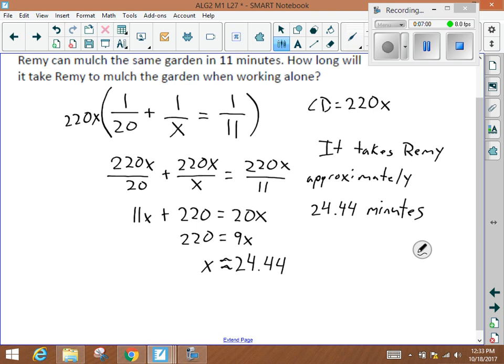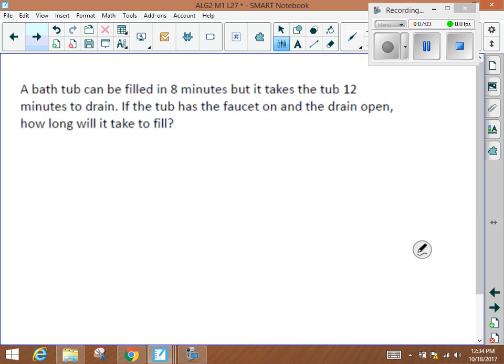Let's check out another one. All right. It doesn't seem like a work problem, this one, but it is. We're talking about a bathtub being filled in 8 minutes. It takes the tub 12 minutes to drain. If the tub has the faucet on and the drain open, how long will it take to fill? Who knows why you would do such a thing, but one might.